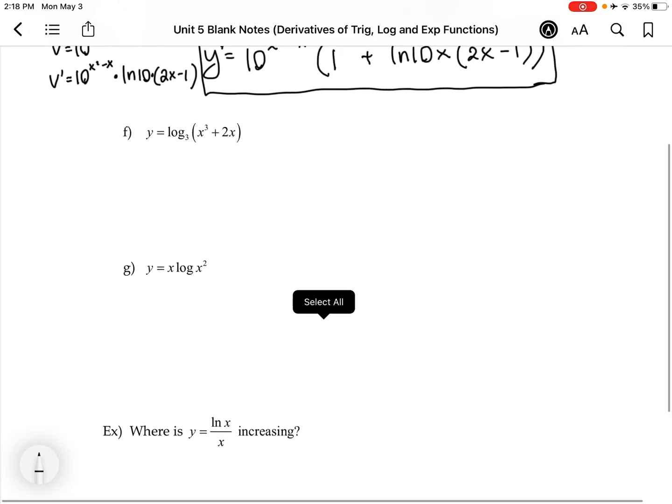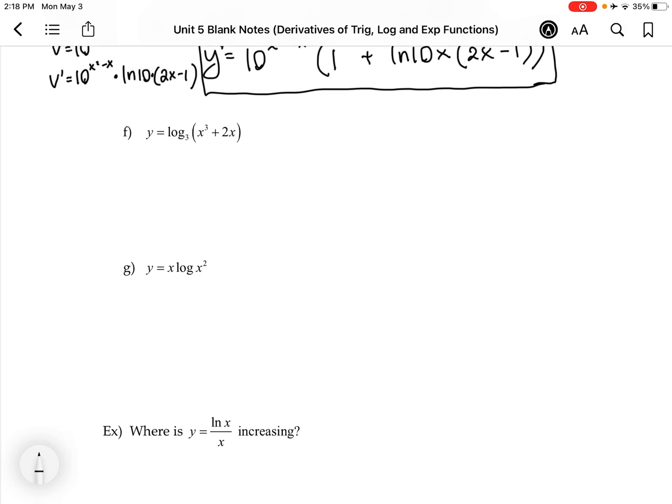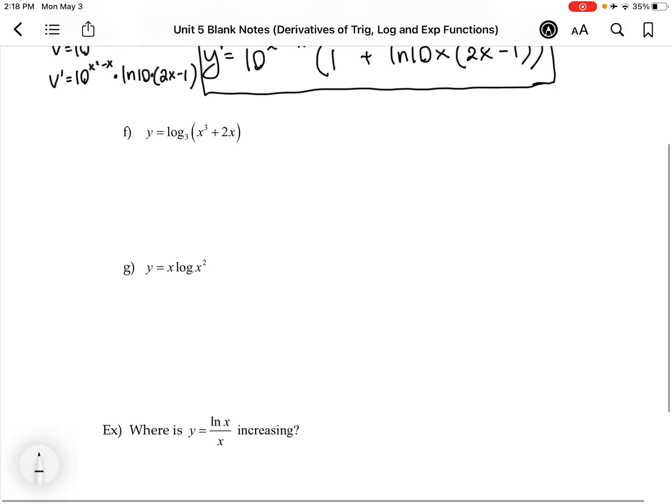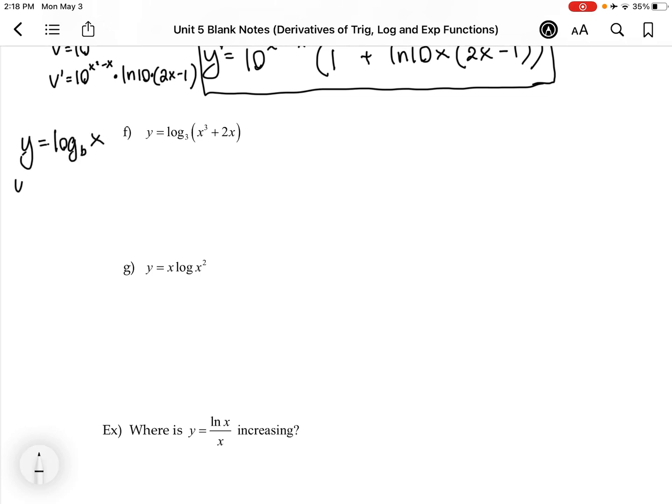Okay, so that's from the previous page, and also we derived that at the very beginning of this lesson. If y equals log base b of x, then y prime equals 1 over x ln b. So we have to kind of remember that. Remember, you can have your formula sheet out when you're doing these, so you don't have to memorize that one.